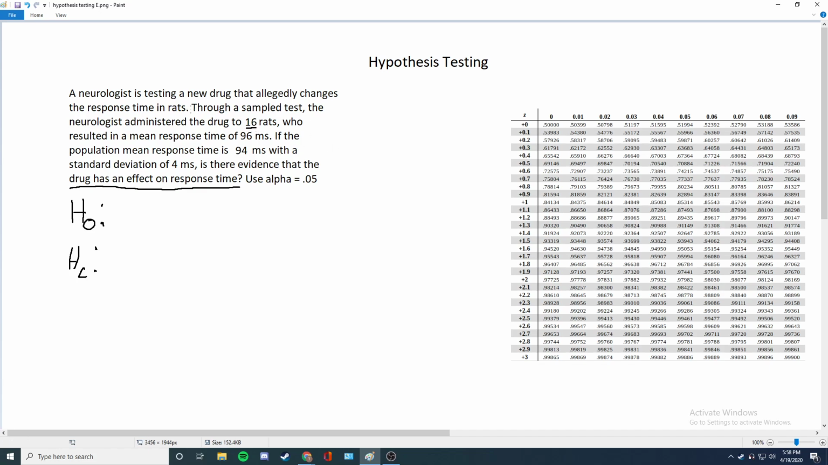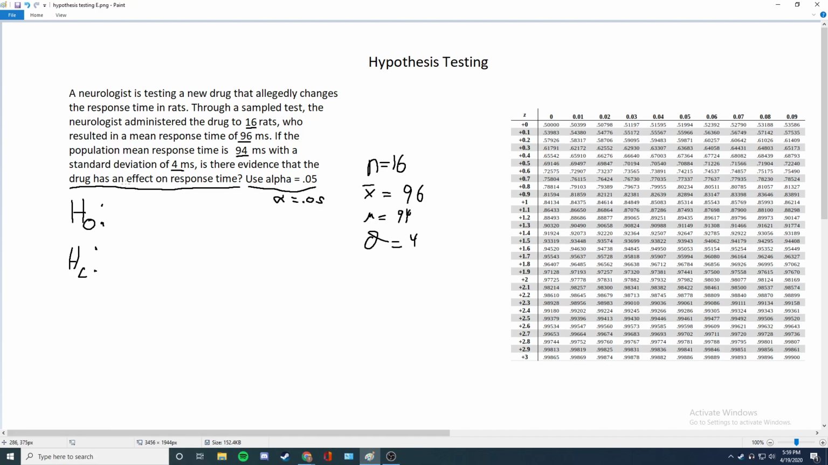So we've got 16 rats, so our n is 16. The mean response time of the sample, x bar, is 96. The population mean response time is 94, so our mu is equal to 94. And our standard deviation is 4. And it's telling us that we're using alpha of 0.05, but we'll get into that a little bit later here.